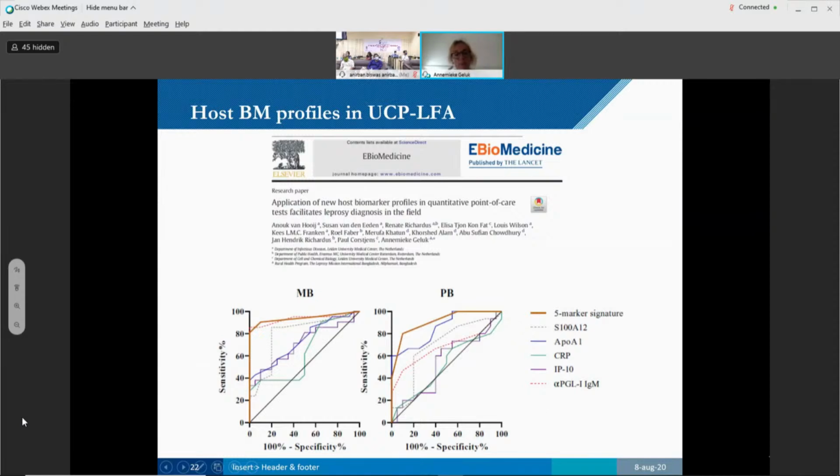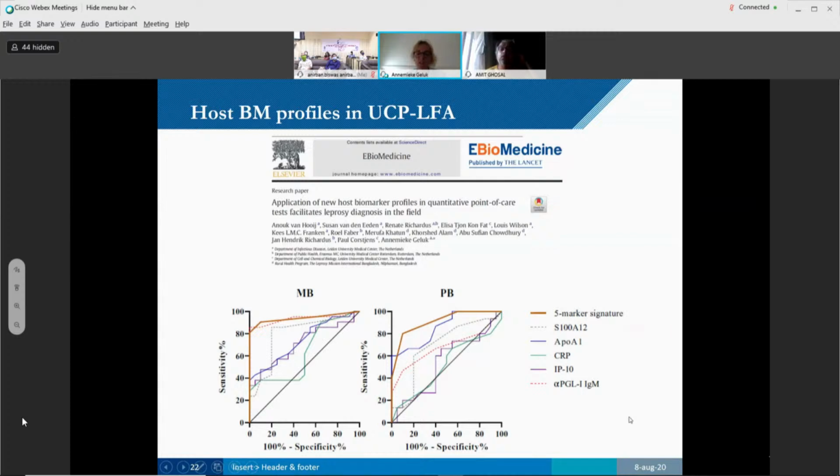So we recently published some more. If you are interested, you can look at the eBioMedicine paper by Van Hooij et al., which gives you an idea of which biomarkers we are now using and which biomarkers are useful and for what purpose. So for identifying infected individuals or identifying patients, or to make a discrimination between MB and PB patients.